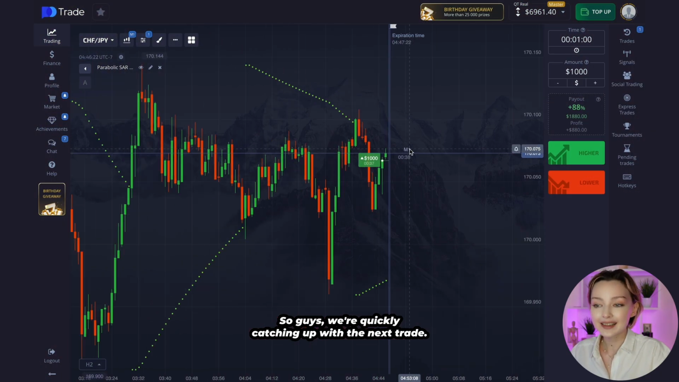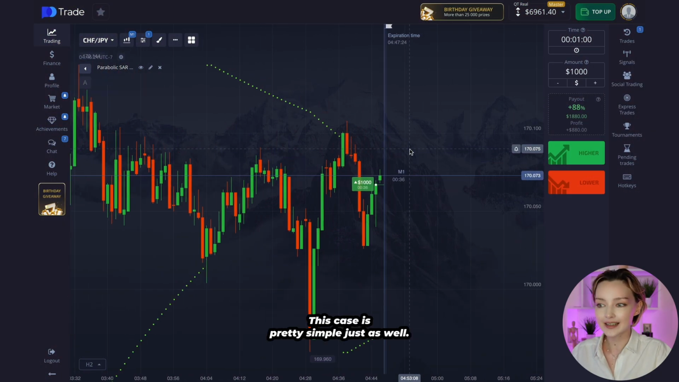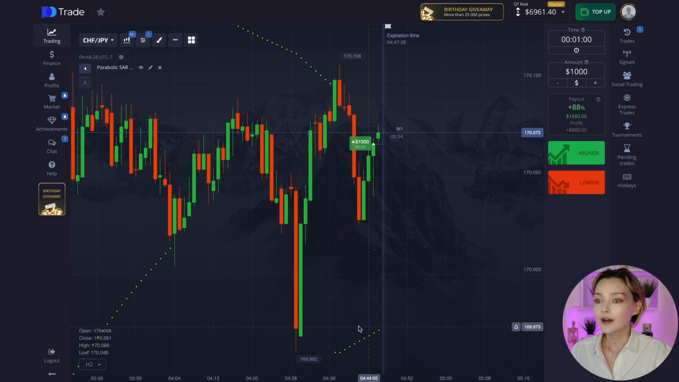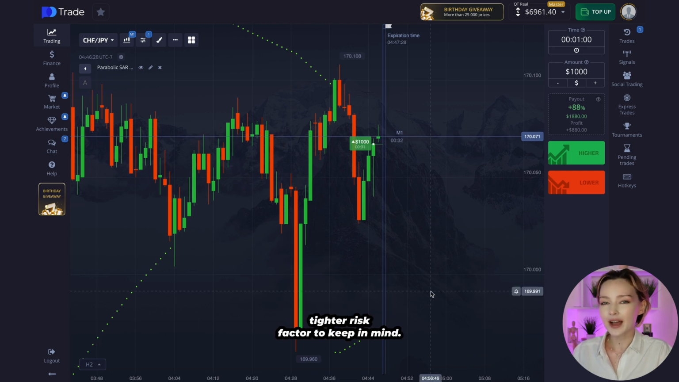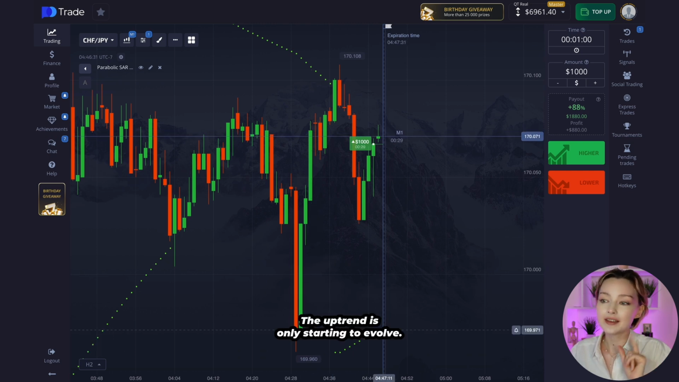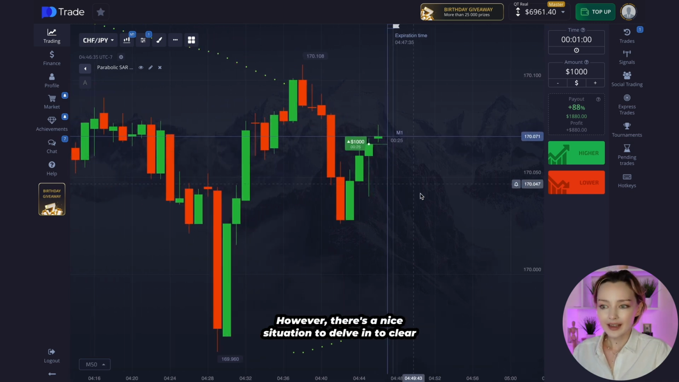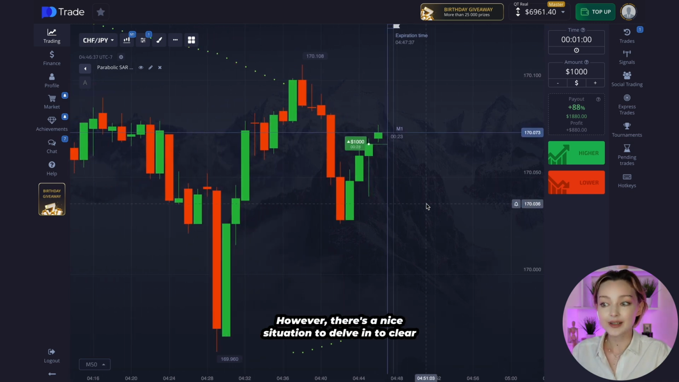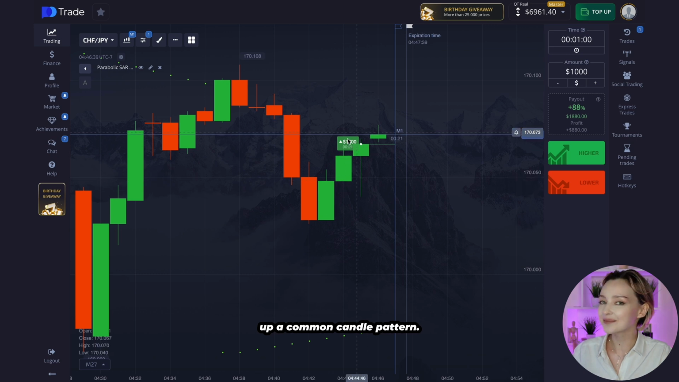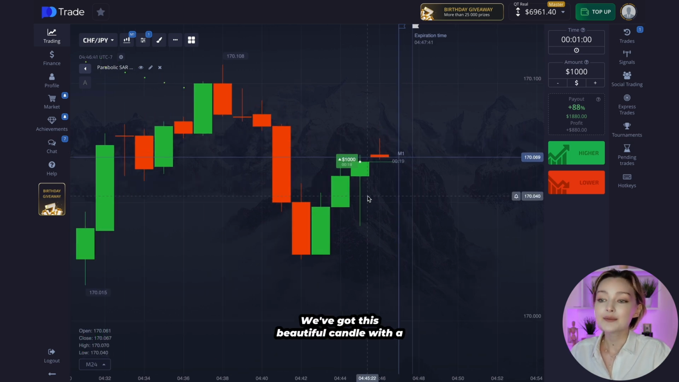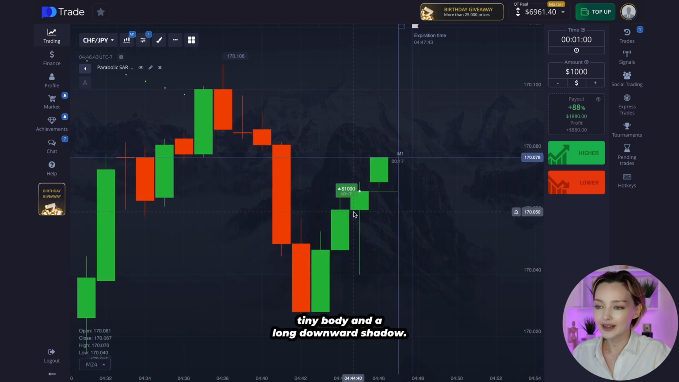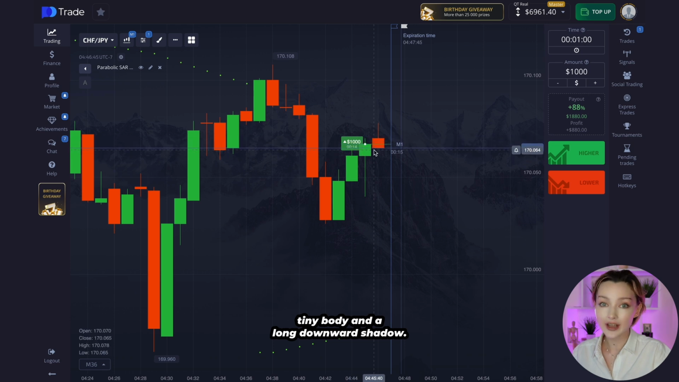So guys, we're quickly catching up with the next trade. This case is pretty simple as well. First of all, there's a tiny risk factor to keep in mind. The uptrend is only starting to evolve. However, there's a nice situation to delve into to clear up a common candle pattern. We've got this beautiful candle with a tiny body and a long downward shadow.